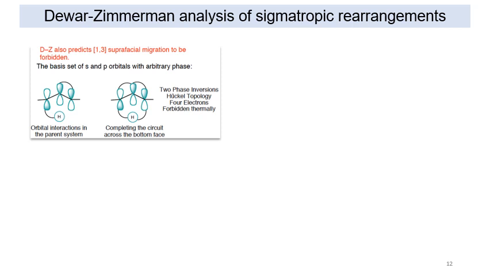What about the Dewar-Zimmerman analysis via aromaticity of the transition state? Let us see what this method predicts. Let us come to the 1,3 shift for hydrogen. What we are seeing here, we are seeing two phase inversions. Therefore, how many electrons are involved? There are 4 electrons involved: 2 pi electrons and 2 sigma electrons. And we can see here, this is a Huckel type topology because there are 2 phase inversions. It is an even number and there are 4 electrons. Therefore, this is thermally forbidden.